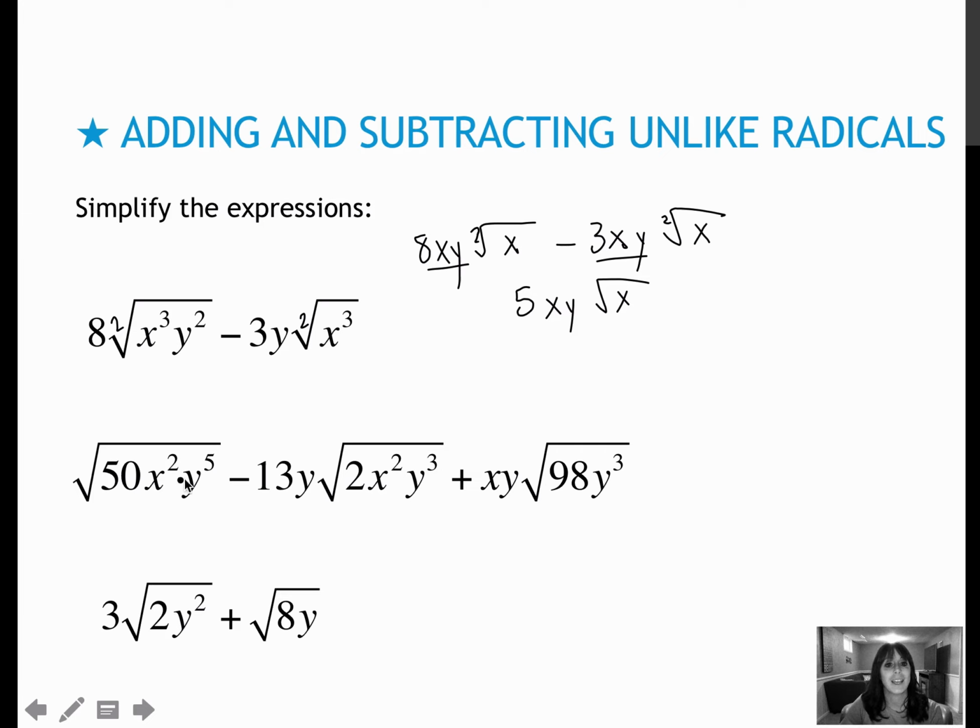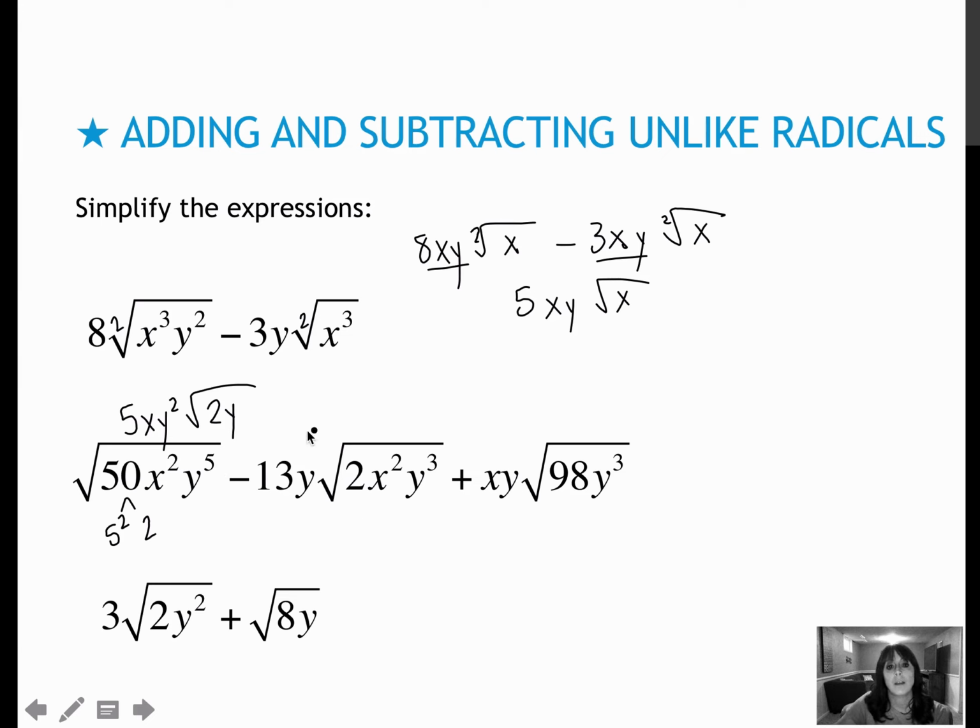My next one, again, I've got a hot mess of stuff here that can't be combined quite yet. Hopefully when I get to the end, I can. So I have 50, which is, of course, 25 times 2. So I would rewrite this as 5, and then 2 divided by 2 is 1, and 5 divided by 2 is 2, with 1 left over. So I've got a 2 and a y left on the inside.